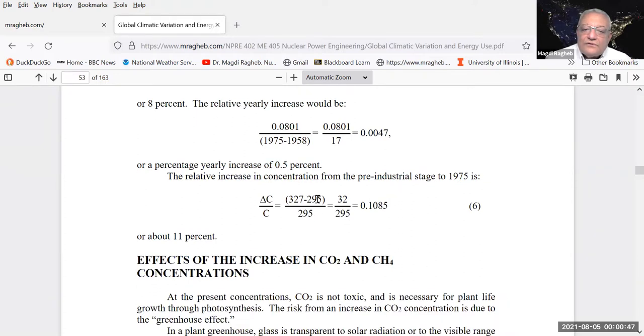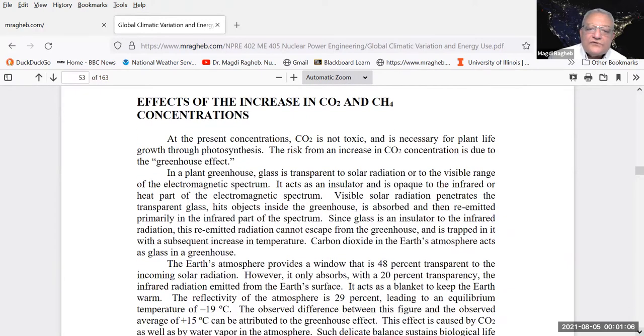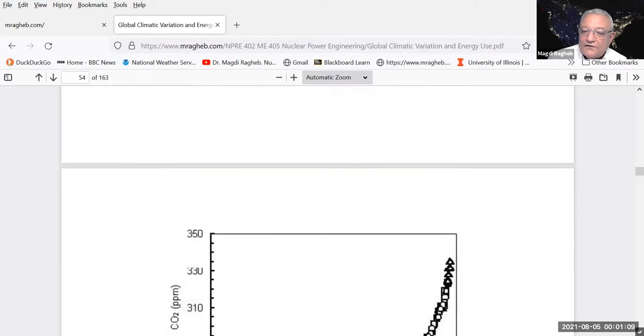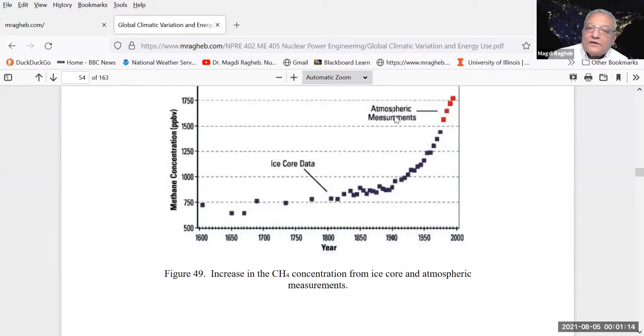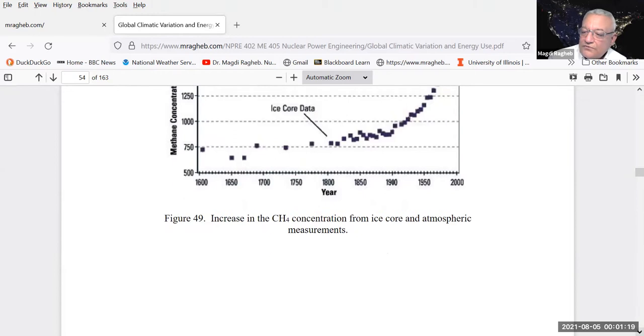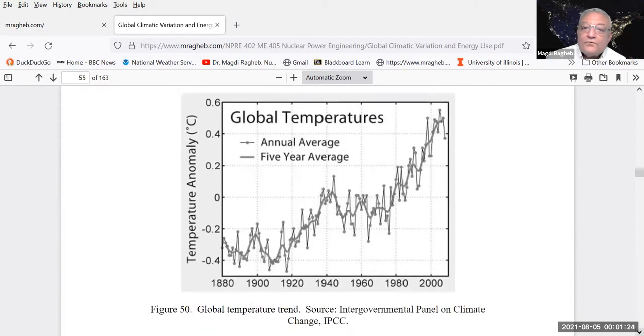And just from the time of the industrial age, from 327 minus 295 divided by 295 at the beginning of the industrial age, we have increased the CO2 concentration by 10.8% in that case. The effects of the increase in CO2 and CH4 concentration definitely are affecting the temperature of the Earth. And the data comes from atmospheric measurements as well as ice core data, both in Iceland as well as from the South Pole in general.